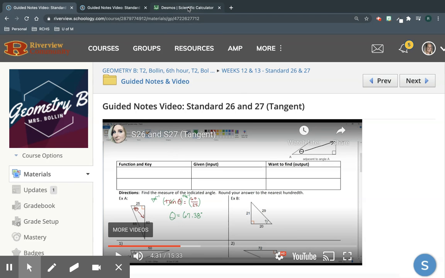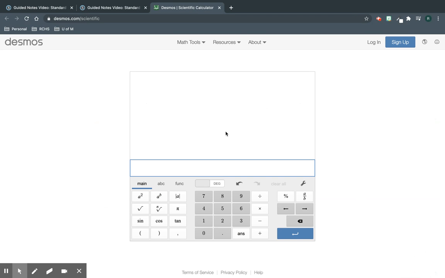And when we're looking at tangent, the first thing you need to know about the DESMOS scientific calculator is that you have to be in degree mode. So right here, you can toggle between DEG for degree mode and RAD for radian mode. Because we're looking at angle measures here, we're going to be looking at angles in degrees. So first, make sure your DESMOS scientific calculator is in degree mode.